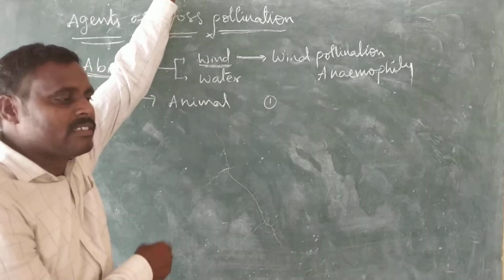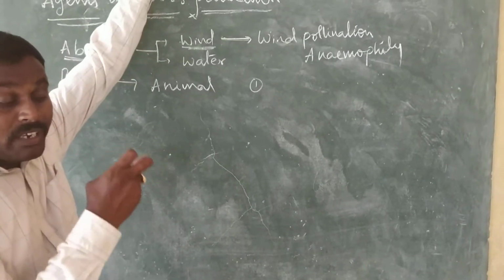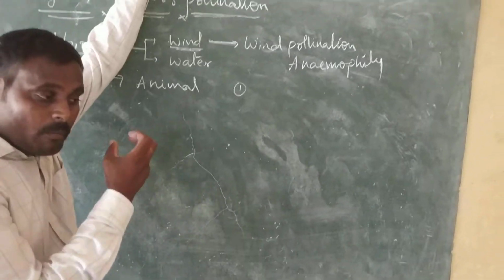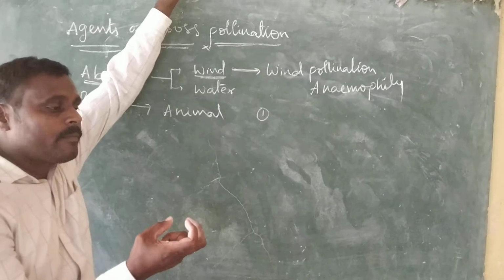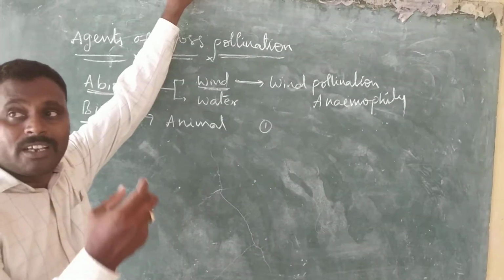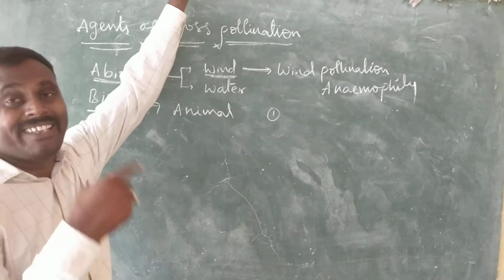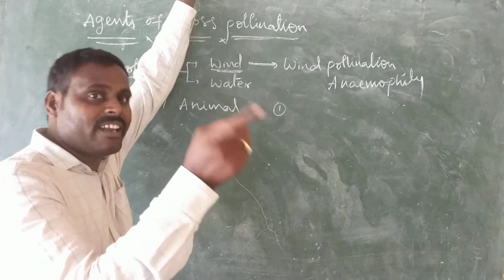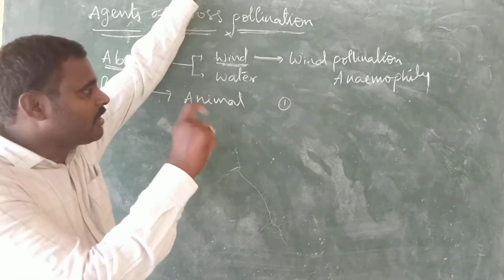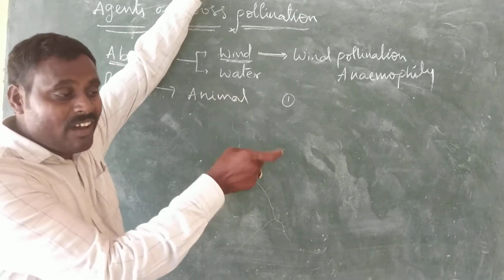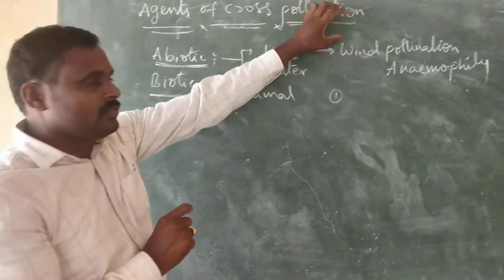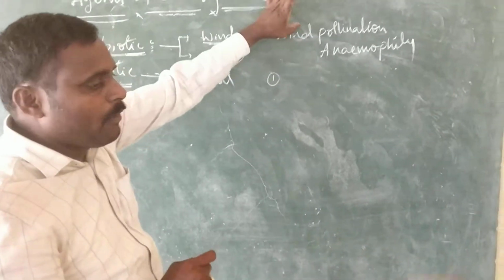Why? What is the reason? Pollen would reach the stigma through the wind. That's why there is a chance factor. It may or may not reach the right stigma. So the released pollen grains may or may not reach. That's why it is called a hit or miss affair process. So these are the general things about wind pollination.